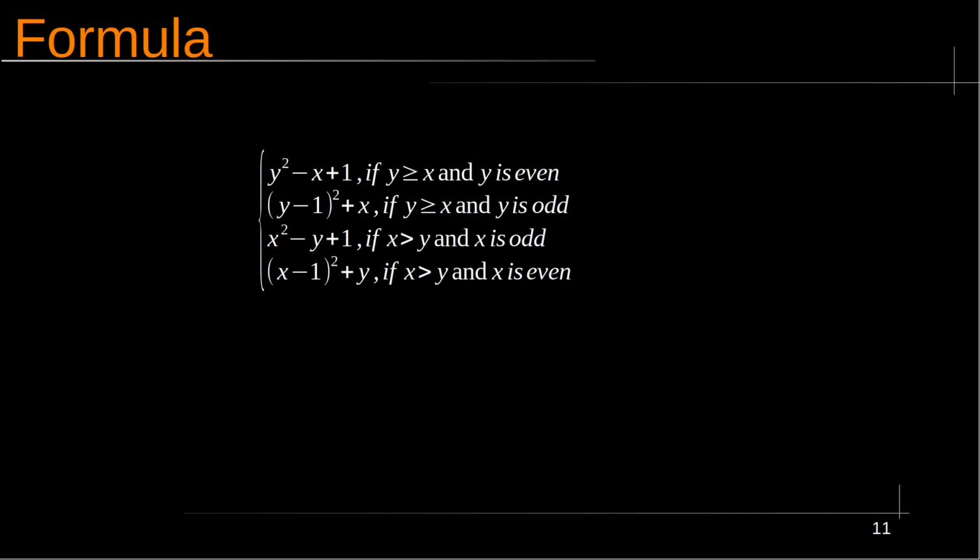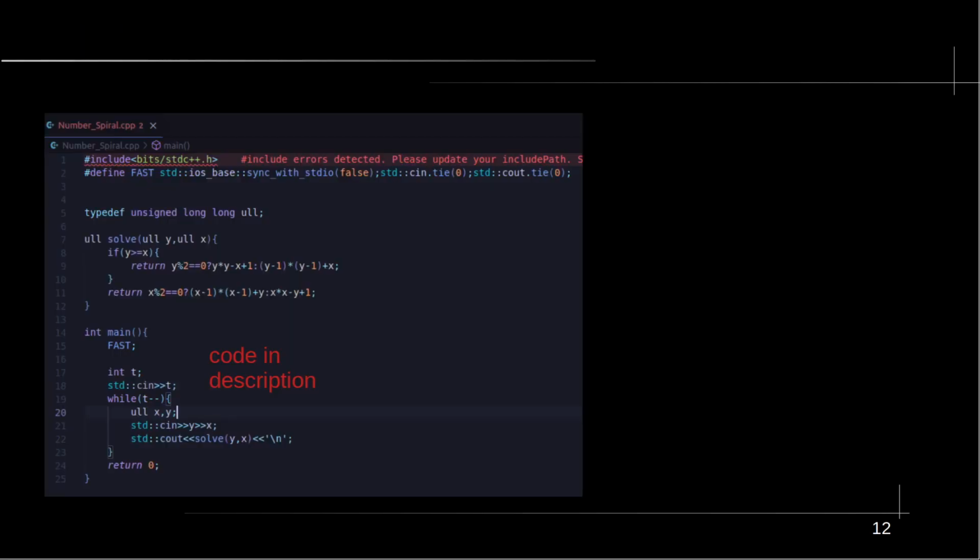if y is greater or equal than x and y is even, the answer will be y squared minus x plus 1. If y is greater or equal than x and y is odd, the answer will be y minus 1 squared plus x. And if x is greater than y and x is odd, the answer will be x squared minus y plus 1. And if x is greater than y and x is even, the answer will be x minus 1 squared plus y. This is the C++ code.